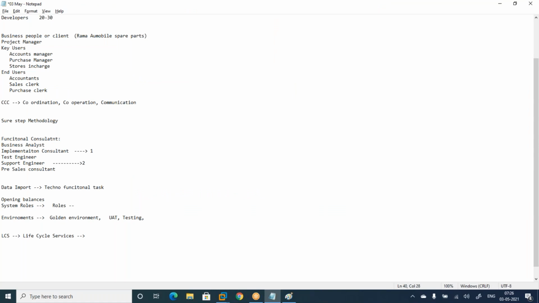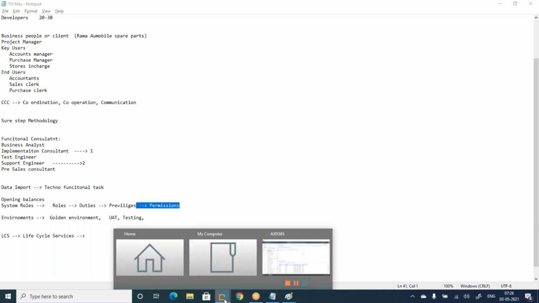Roles will be divided into duties, and duties will be combined of privileges, and privileges have permissions. What does it mean? What does privilege mean? Let us understand.